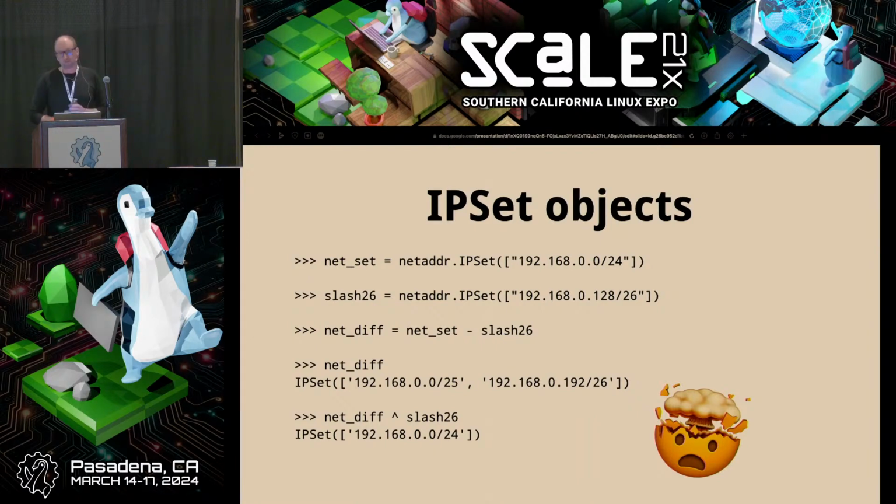This is an incredibly powerful feature, especially when you're working with more complex, large objects like that, especially sparse ones. Say you've got a really large network block and you've got all these sparse networks carved out of it, you can just throw it at IP sets and it'll give you exactly what's left. Very, very handy.